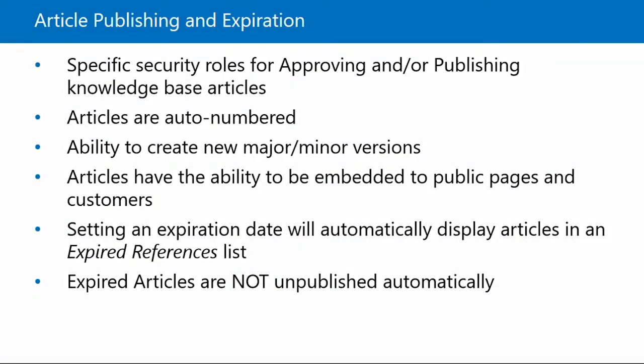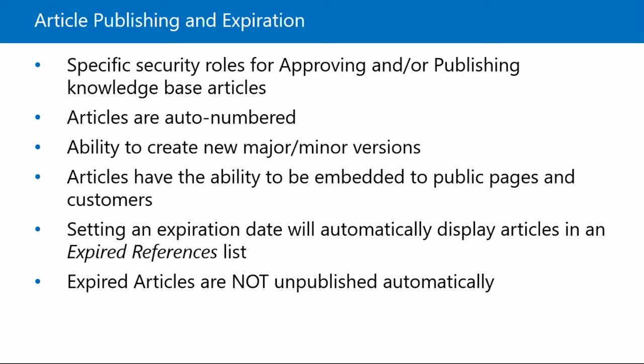Now that we've learned how to create a knowledge base article, we must now publish it in order for it to be viewed, shared, and utilized. Since knowledge base articles can be shared internally and externally, organizations want to guarantee the quality of the article. This is why only specific security roles have the ability to approve and publish articles. The administrator always has full permissions, as they should, but Dynamics 365 also has the ability to assign certain security roles to certain users.